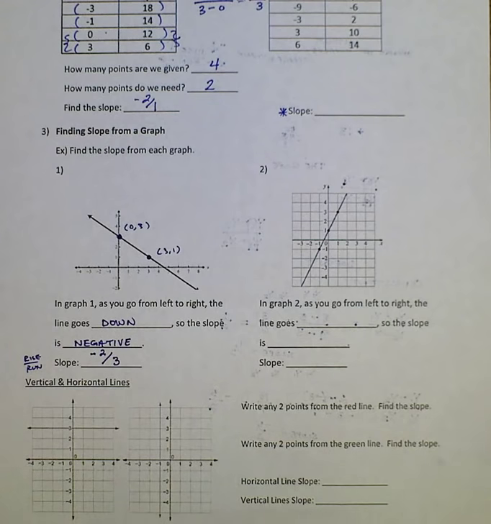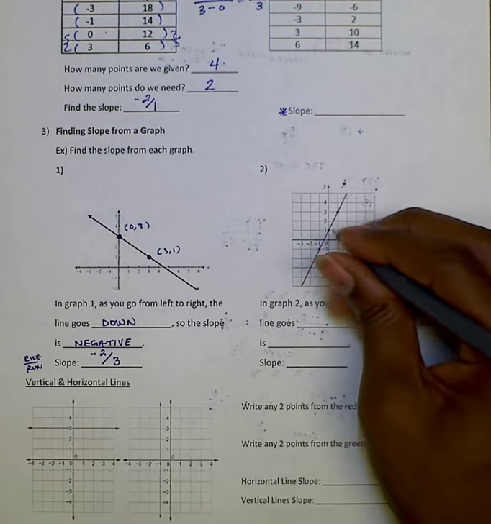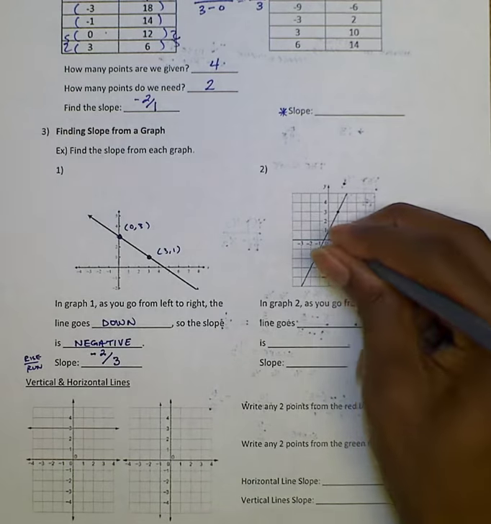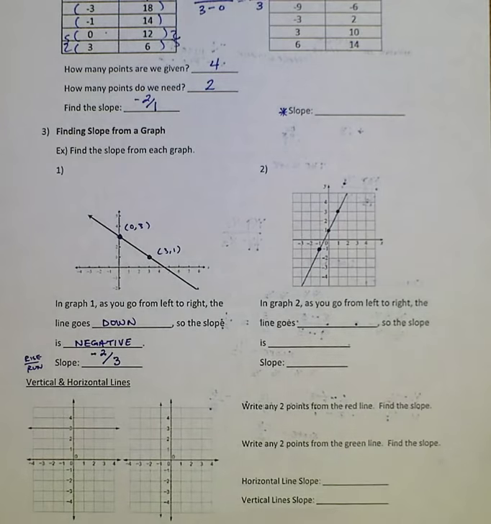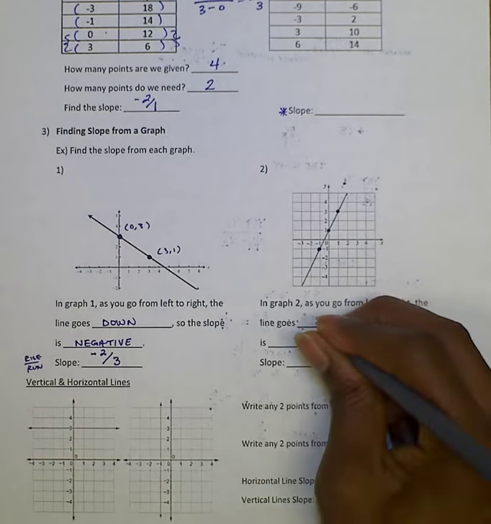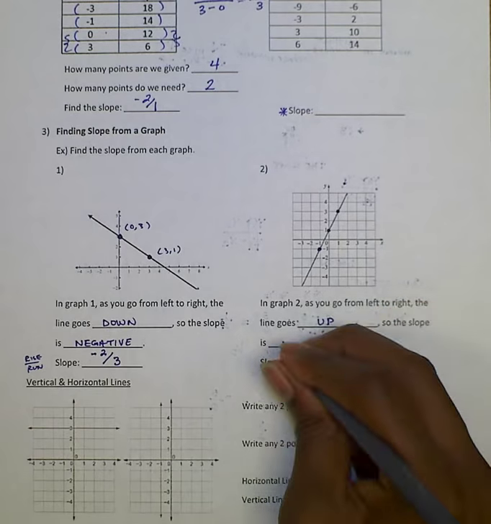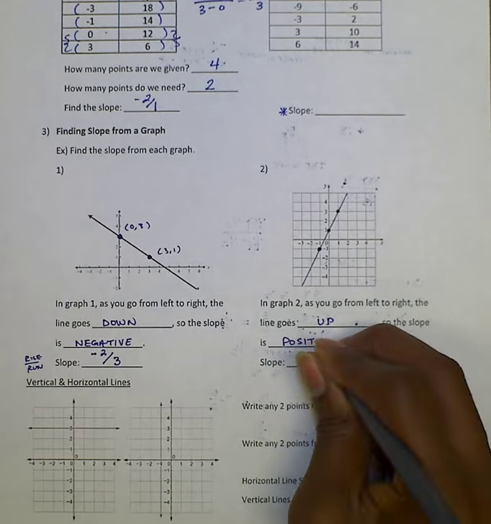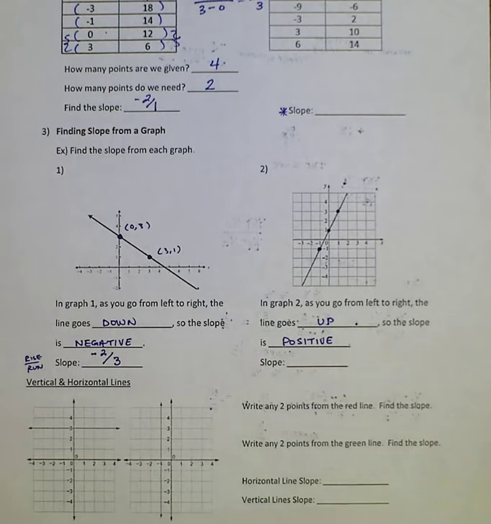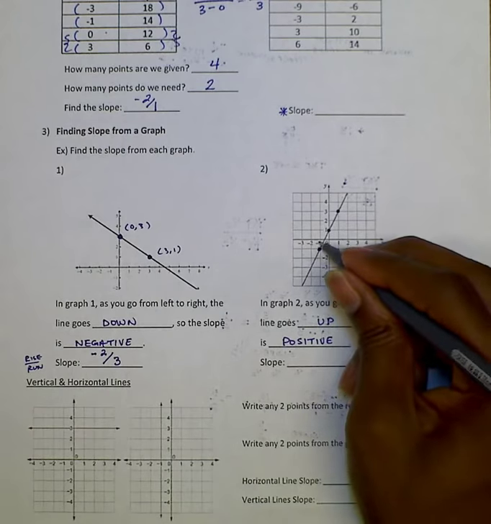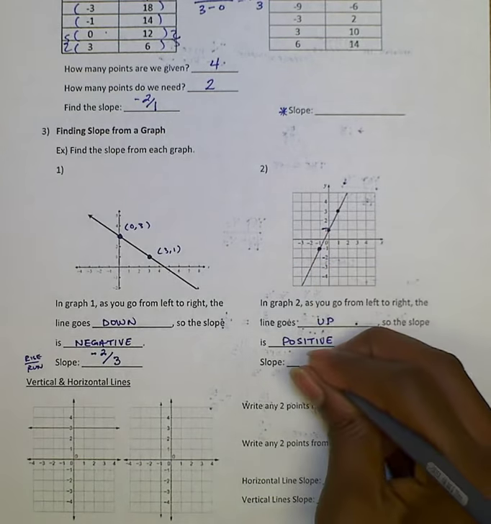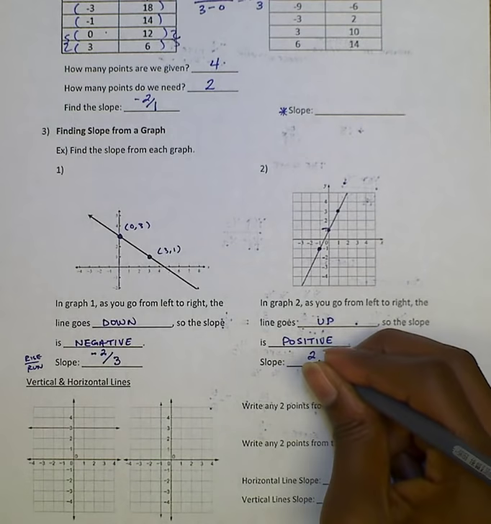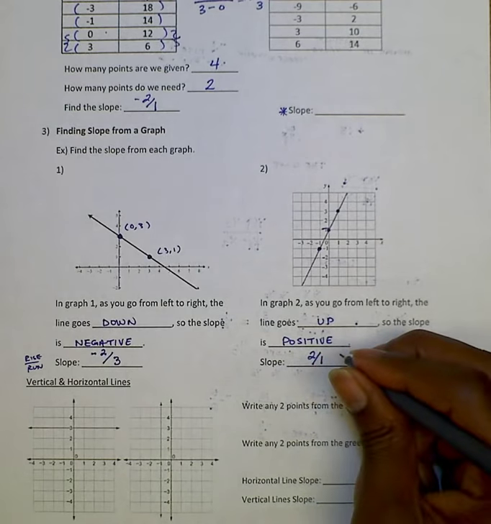In graph 2, we have our points here: -1, -1, at 0, 1, and at 1, 3. In graph 2, as you go from left to right, the line goes up. And so that means the slope is positive. So the slope, we go up 1, 2, over 1. So our rise is 2, and that's positive. And we go to the right 1. And so that's positive. So our slope would be 2 over 1, or you could just write 2.